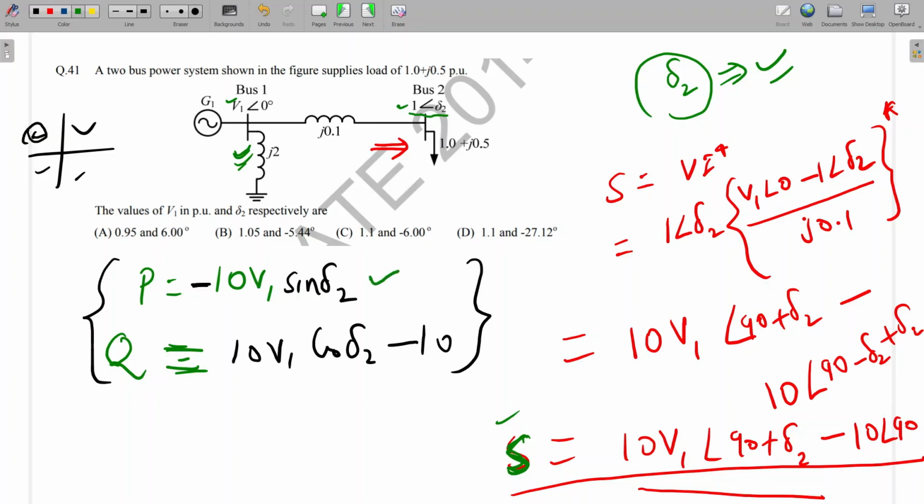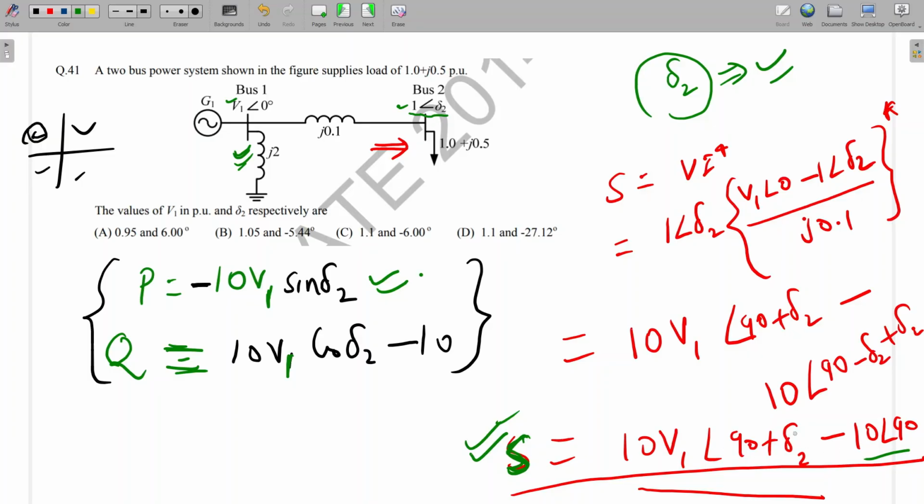Sir, in this, what is V? V1. Sir, here for active power only the 90 plus theta 2 angle is considered, sir? See, whatever the apparent power equation is, for that angle we will take cosine. So 10 V1 cos 90 plus delta 2 minus 10 cos 90. So cos 90 will be 0. Okay, the second part will be 0. So for real power, we will take cosine of this whole equation.